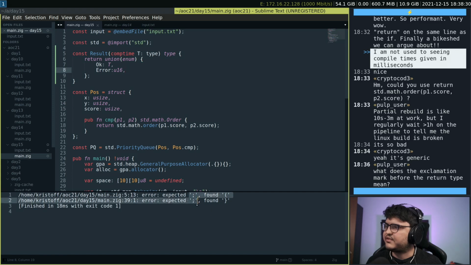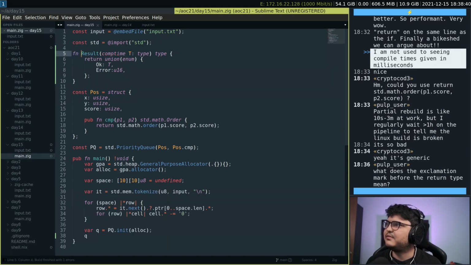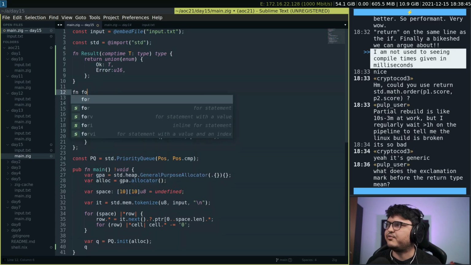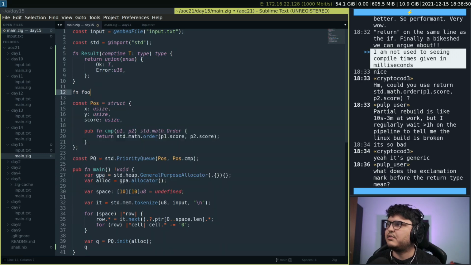Okay, apparently there's some missing semicolons. Line 5. Yes, that's a function instead of a const. There we go. So you can make this generic type, and basically you could have a function foo that returns a result of, I don't know, a position. And so in there you could return a position, or you could error out and you will return an error.